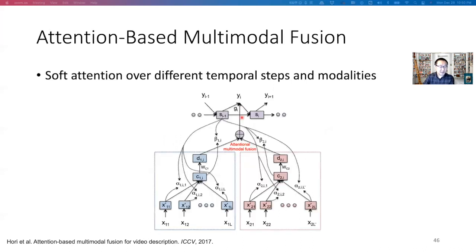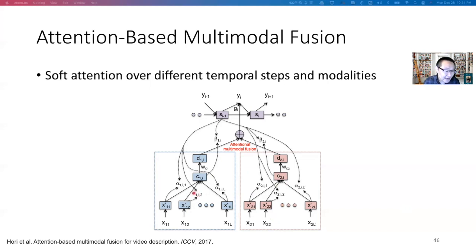For audiovisual video captioning, we have one additional modality, audio. To incorporate the information, this paper proposed an attention-based multimodal fusion model. It uses soft attention over different temporal steps and modalities to get the temporal context for word prediction. At each time step, it uses the decoder hidden state as the condition. First, for each individual modality, they will produce a set of attention weights. For example, alpha 1 is for modality 1, alpha 2 is for modality 2.